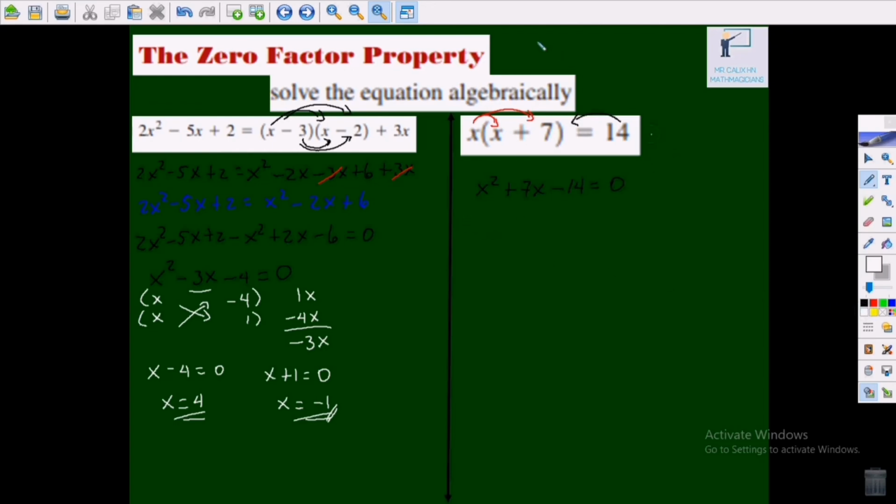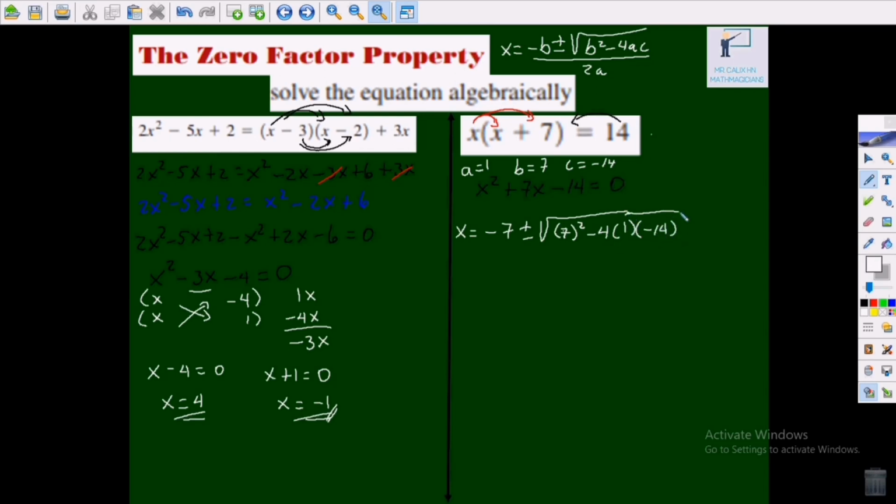Quadratic formula states that, I'll write it here, x is equal to negative b positive negative square root of b squared minus 4ac, everything over 2 times a. So we just need to substitute. a is equal to 1, b is equal to 7, and c is equal to negative 14 as seen here. If we substitute, we will have negative 7 positive negative square root of 7 squared minus 4 times a, that is 1, times c, that is negative 14. If you evaluate all this divided by 2 times 1.